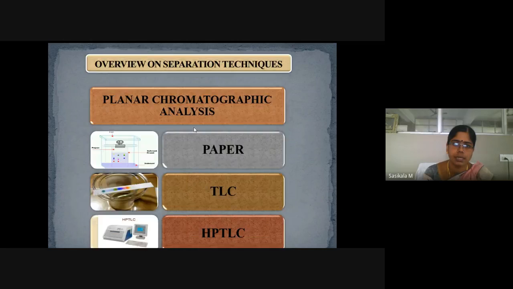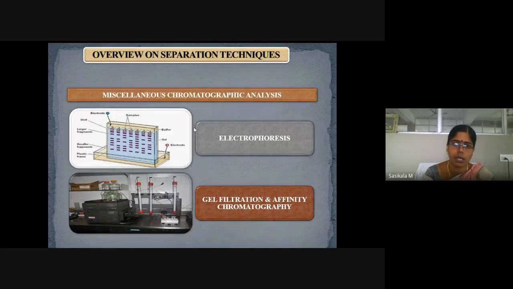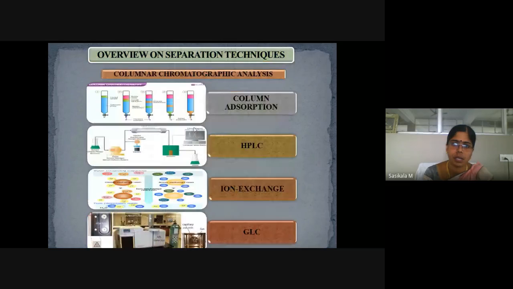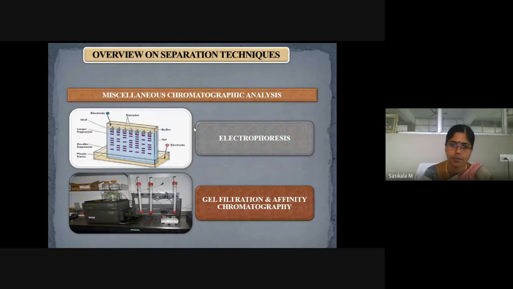So what are the techniques? Planar, columnar, miscellaneous. Under planar, paper, PLC, HPTLC. Columnar, column adsorption, liquid chromatography, and gas chromatography. Under liquid chromatography, HPLC, ion exchange. Under gas chromatography, gas liquid chromatography. And miscellaneous: electrophoresis, electrical migration, or electrochromatography. And another one is gel filtration or affinity chromatography.